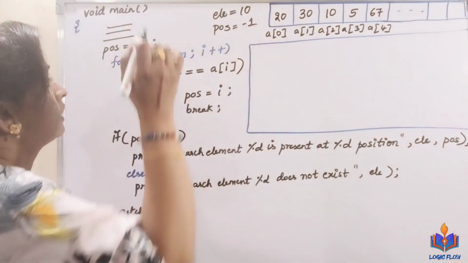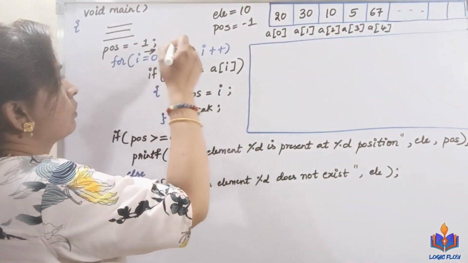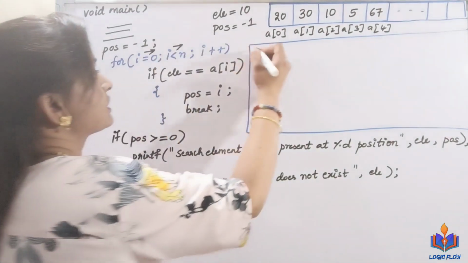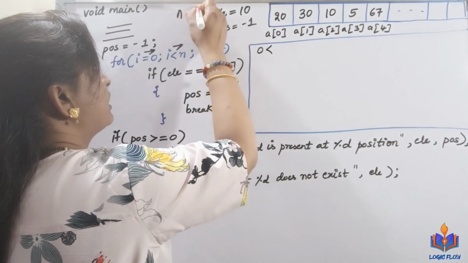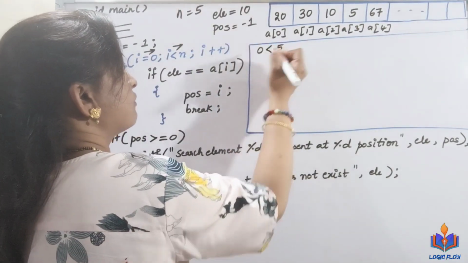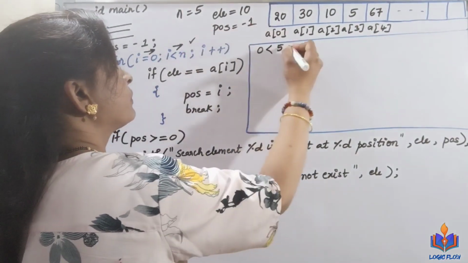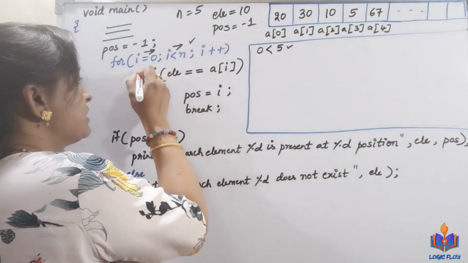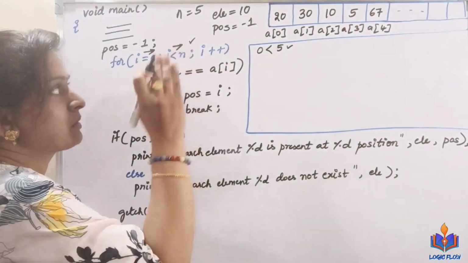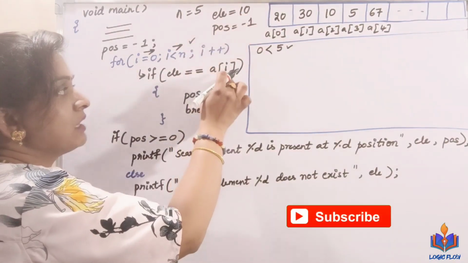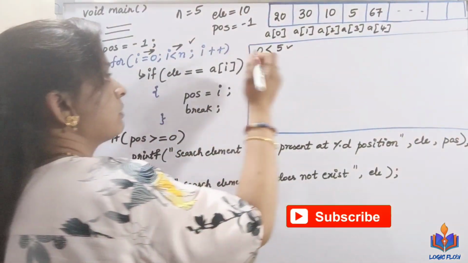Now, loop starts. i equal to 0, i less than n. i means 0. I'm writing the iterations. Less than n, n we have given as 5. 0 less than 5, yes, condition true. So, get inside, means execute this immediate if statement. Now, what I'm doing here is comparing the search element with the element in the array. So, what is the search element? It is 10.